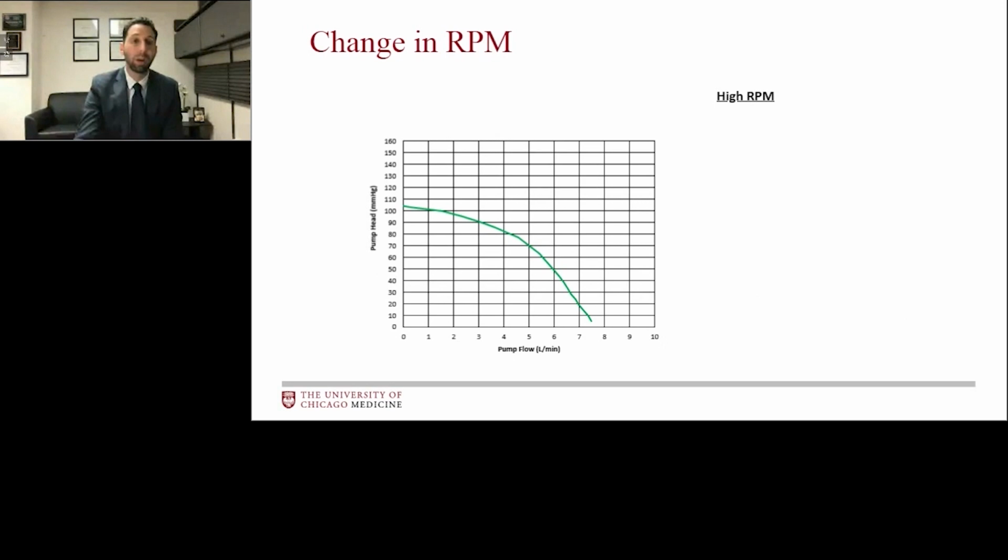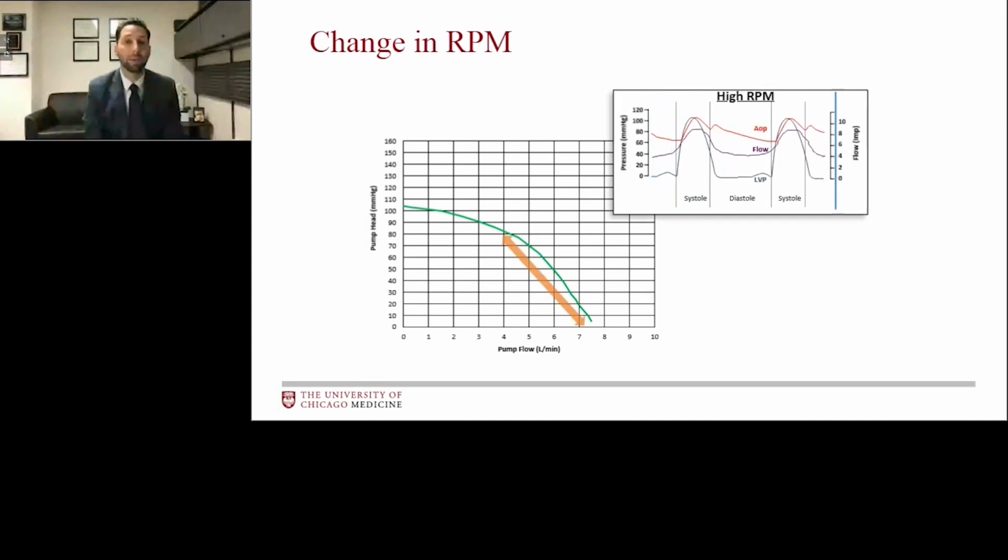So we'll go back to our representative example. Here you can see, we'll call the representative example our high RPM state. We have a diastolic gradient of 80 millimeters of mercury and a diastolic flow of 4 liters per minute, a peak systolic gradient of 0 millimeters of mercury, which leads to a peak systolic flow of 7.5 liters per minute. We now drop the RPMs.